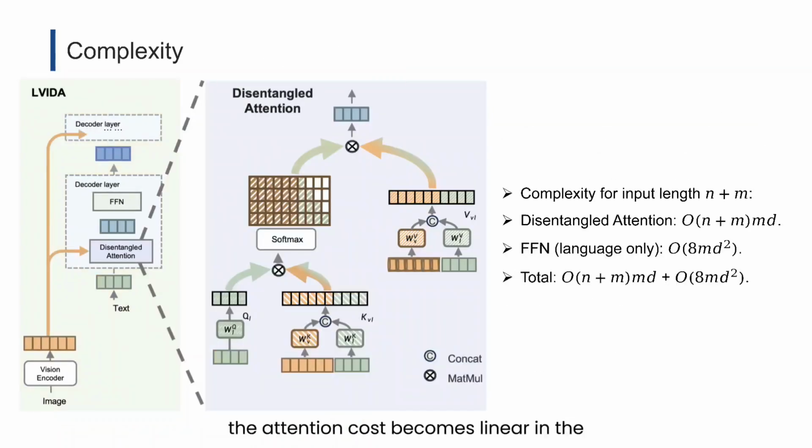Computationally, the attention cost becomes linear in the total keys and linear in the number of language queries, and the FFN only processes language tokens. Formally, the total is O(N + M) and O(M D + M D²). This removes the quadratic dependence over the full multimodal sequence that hurts vanilla models, giving us clear wins when the visual sequence is long.